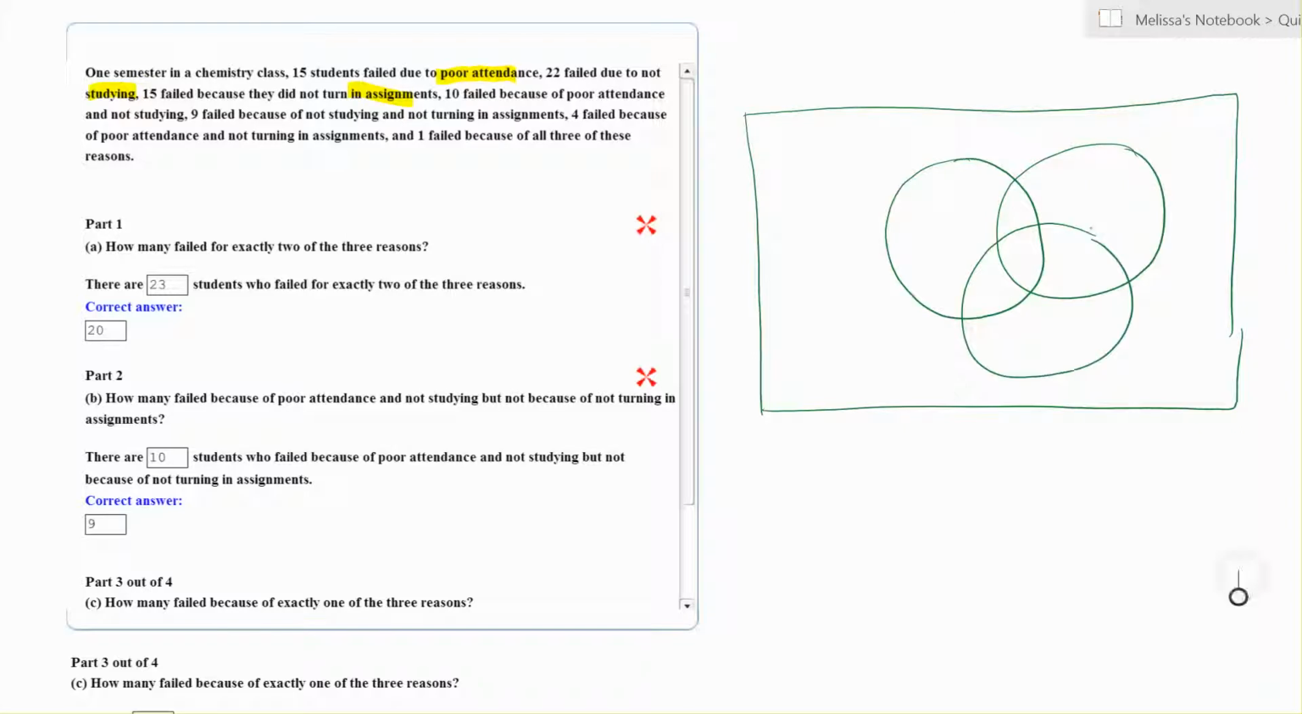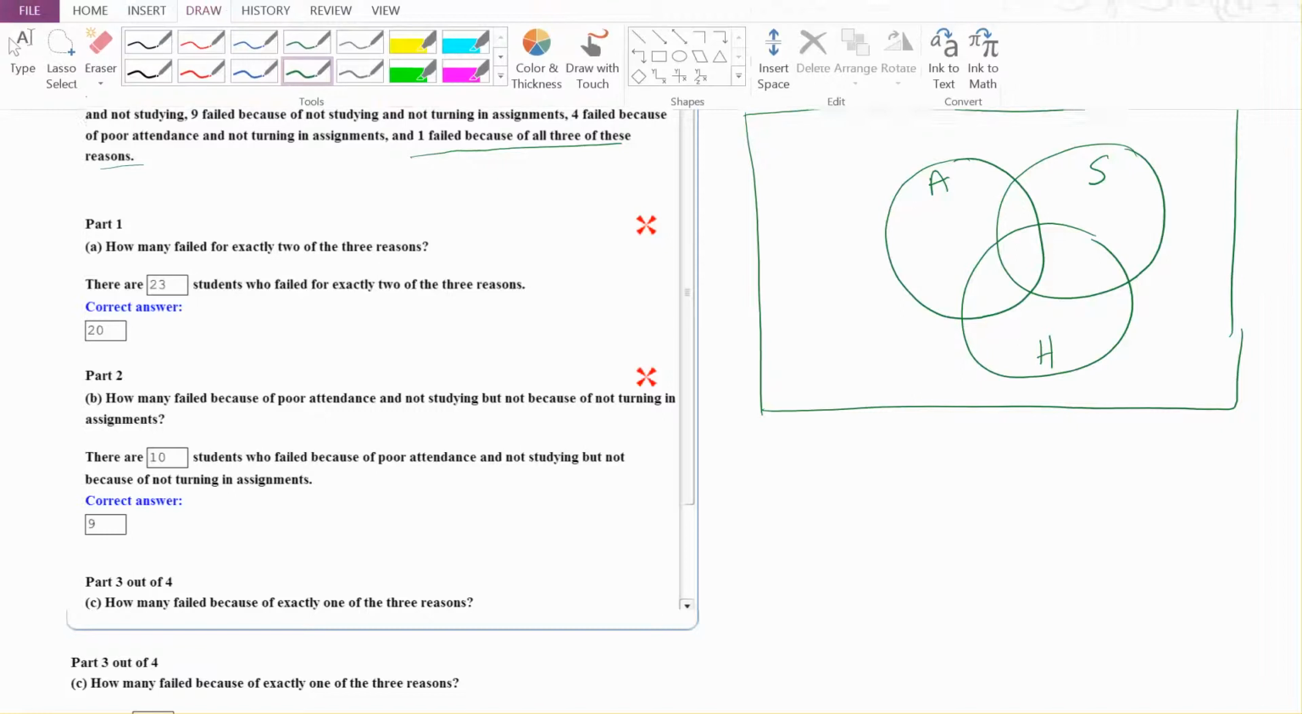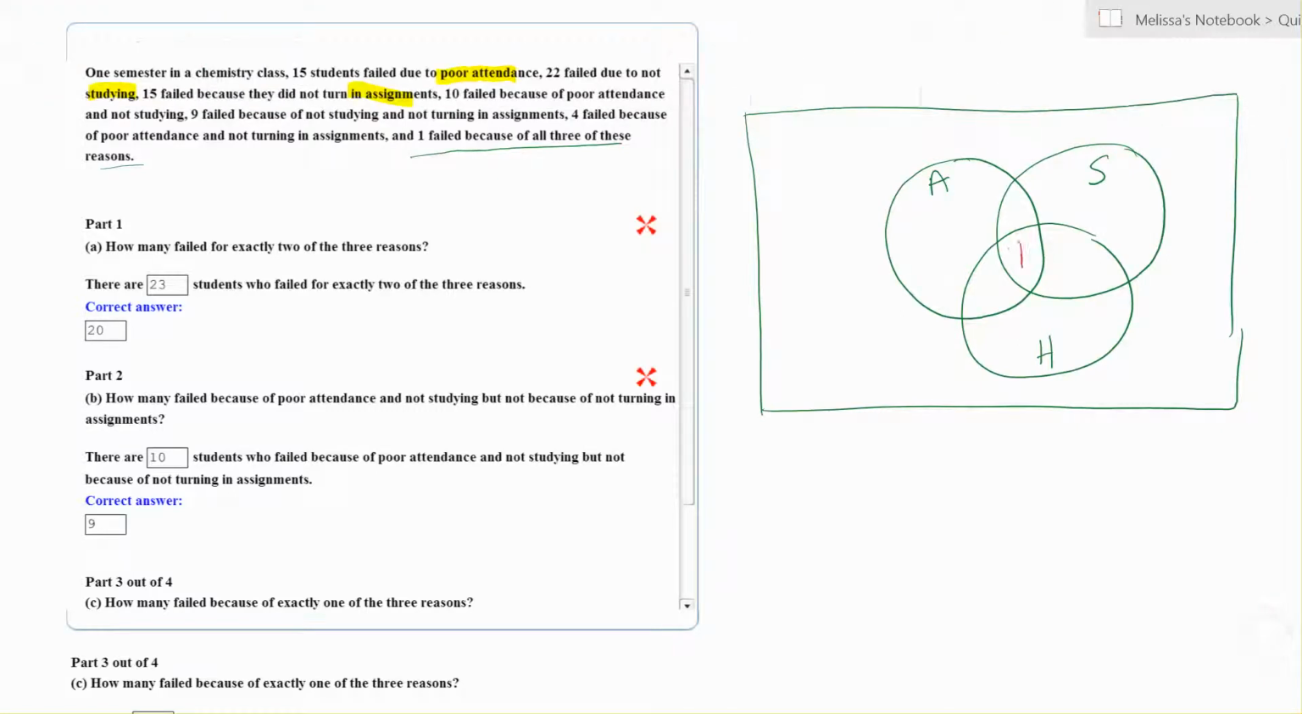So I have poor attendance, I have not studying, and I'm going to do an H for people who didn't turn in assignments. When you fill this Venn diagram in, always start here where they give you the number of students who were in all three. So you kind of want to work backwards and you want to work from the middle out. So 1 goes in the intersection of all three.